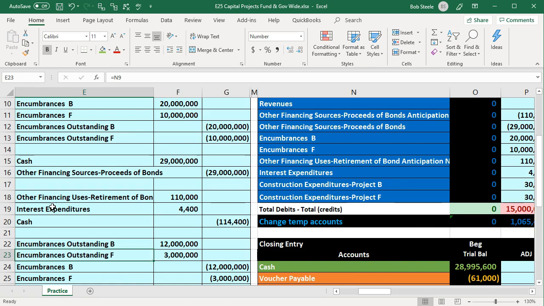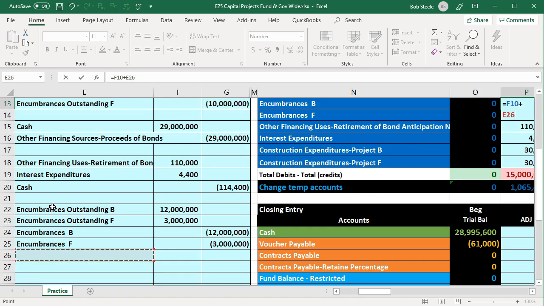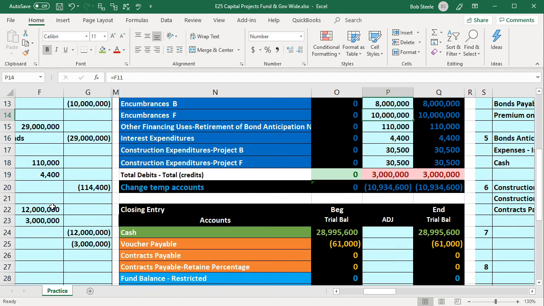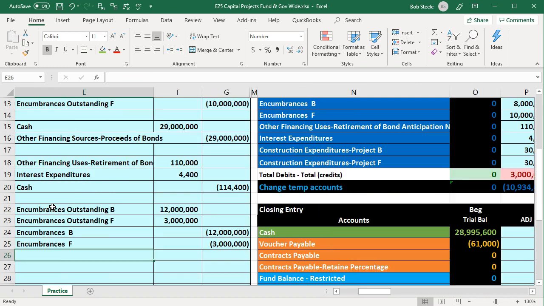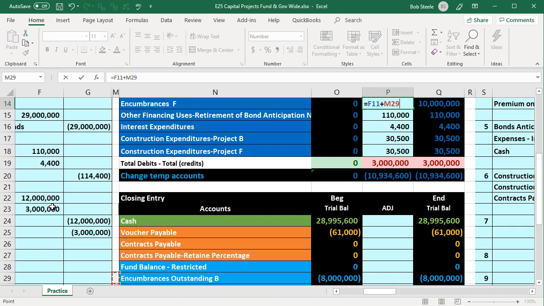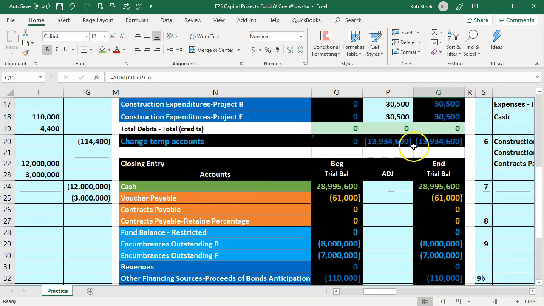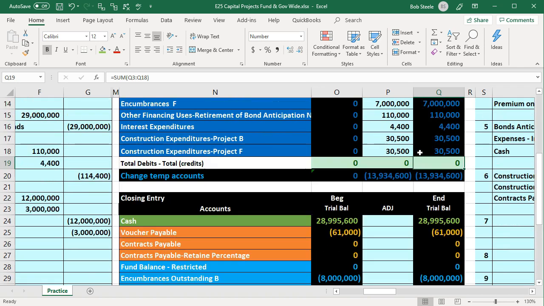And then we want the encumbrances for B. So we're going to scroll back up, and we're going to pick up the encumbrances. Going to reverse that in P12, F2 plus F2. Scrolling back down, and we'll pick up that credit, enter. And then under that, we have the encumbrances for F. So scrolling back up to the encumbrances for F in P14, F2 plus F2. Scrolling back down, and we'll pick up the 3, and that'll put us back in balance. So we're back in balance here.